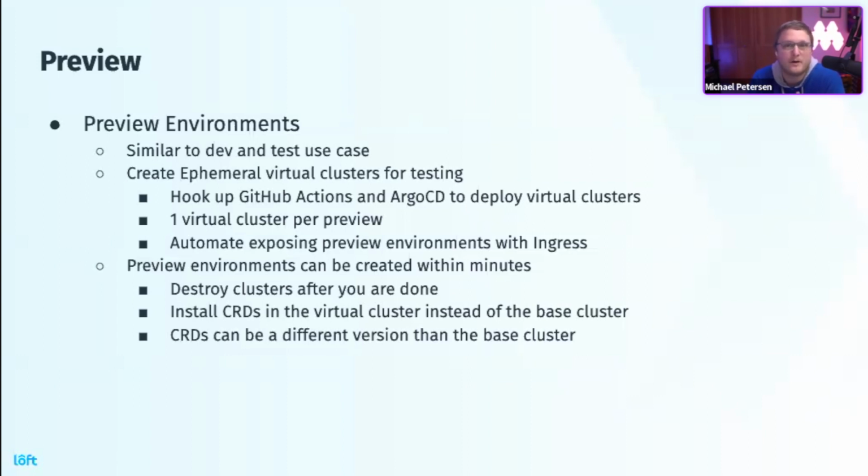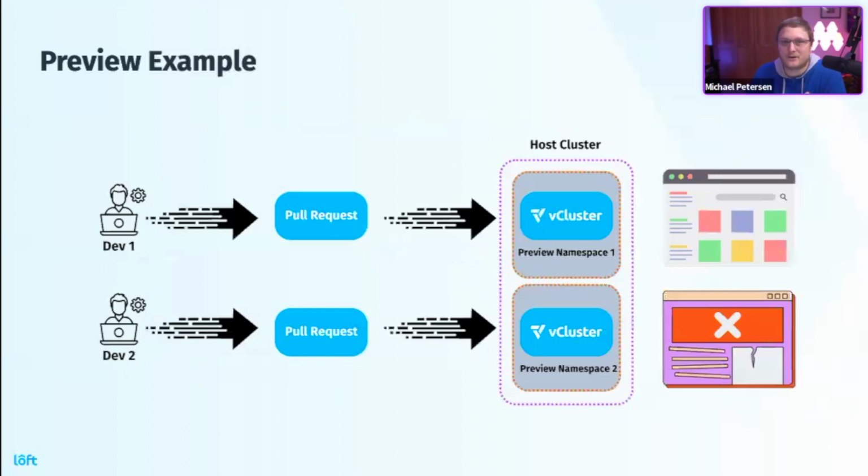You can automate exposing the preview environments with Ingress, and then they can be created within minutes, and you can destroy them when you're done. You can install the CRDs in there if you need to test something that's full stack, and it can be different than the base version. So the diagram's kind of this, right? The arrows abstract away a lot of stuff.